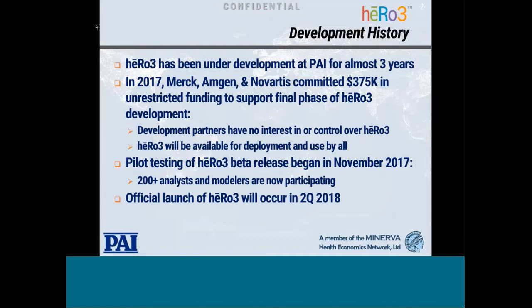So to talk a little bit about the development history of heRo3, we've been working on it for about 3 years now, and it's undergone many different evolutions over that time. But in its most recent form, in 2017, we got Merck, Amgen, and Novartis to commit $375,000 in unrestricted funding for the final phase of heRo3 development.